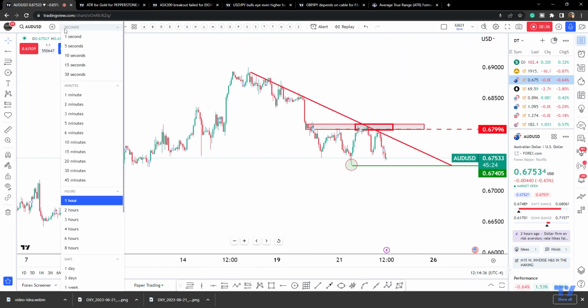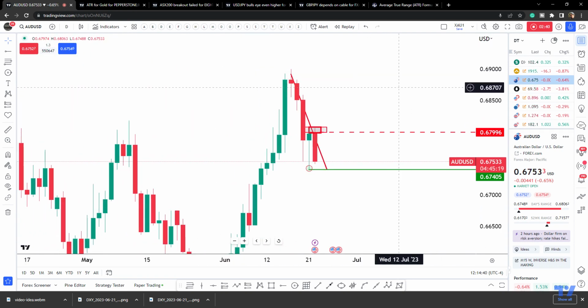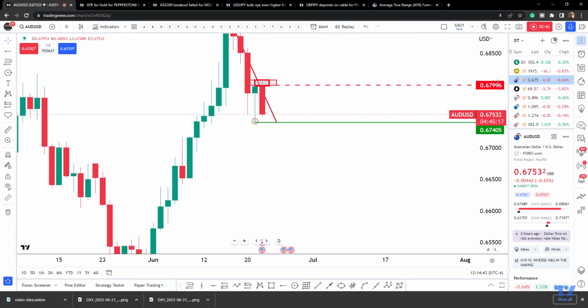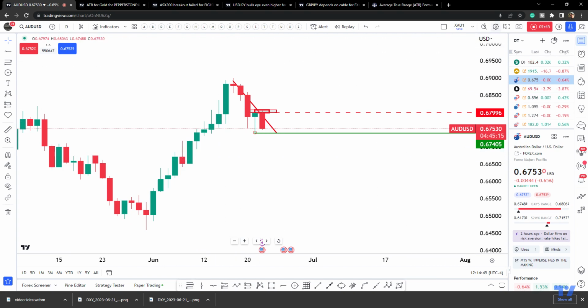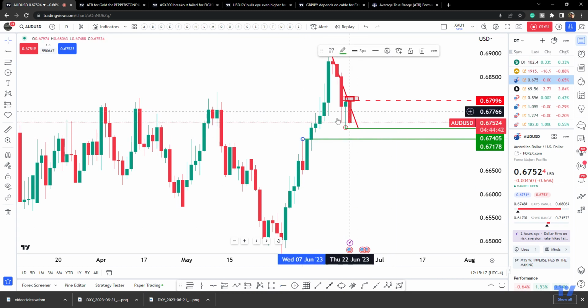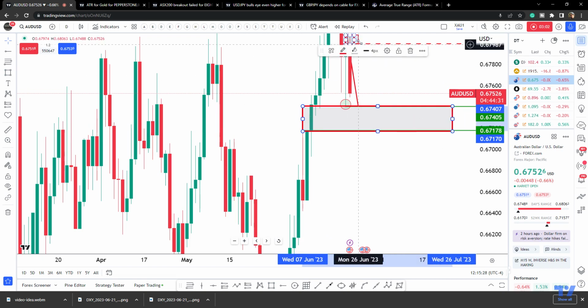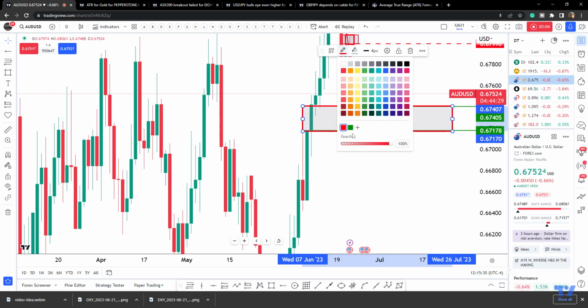If we zoom out to a daily chart and see what we're looking at, to me, a break of these lows would open risk all the way into here and further down. So you've got this price imbalance between here and here that I think the market can move into.